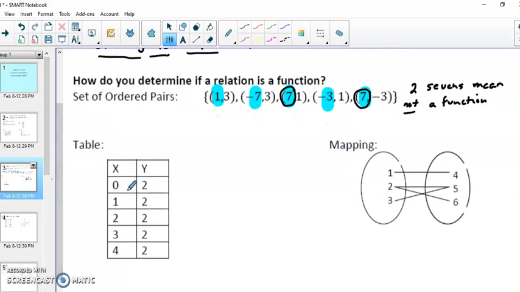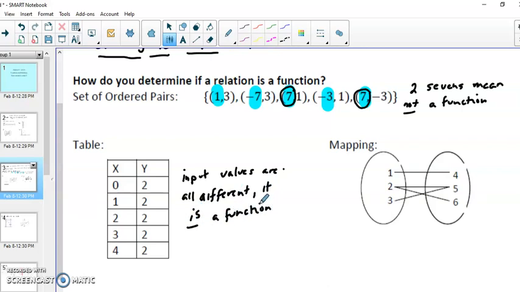So let's look at the x values or the input values in the table. We have 0, 1, 2, 3, and 4. Because input values are all different, it is a function. So the short answer would be yes. The long answer is because each of the x values are different.